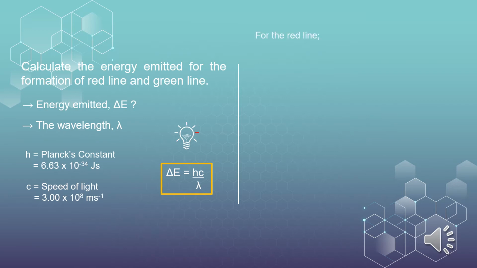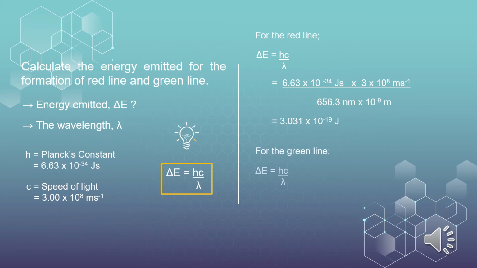Hence, the energy emitted for the red line is 3.031 times 10 to the power of negative 19 joules, and for the green line is 4.09 times 10 to the power of negative 19 joules.